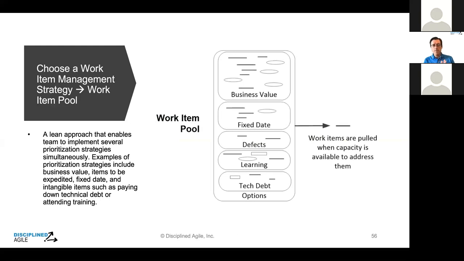One is a work item pool. So this is a lean approach, and think of it like swim lanes or buckets. For those of you who have difficulty getting your head around, what is this exactly? How does it look in real life? If you use Jira, you can think of it as a filter. So you could filter by business value or fixed date or defects, learning items, technical debt. And then you pull the work as you have the capacity to build it. One of the reasons this is at the top of the list in terms of what we think is probably where you want to go, at least over time, is that the beautiful thing about pools is the priorities can change on a daily basis, and we don't care.